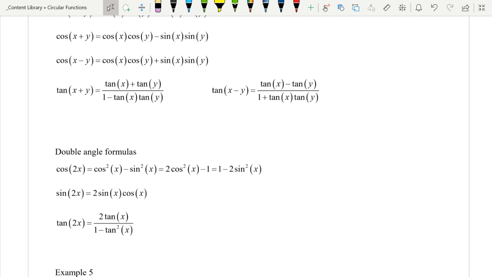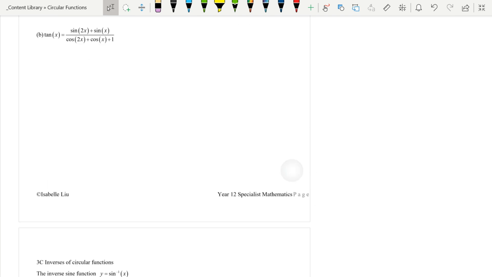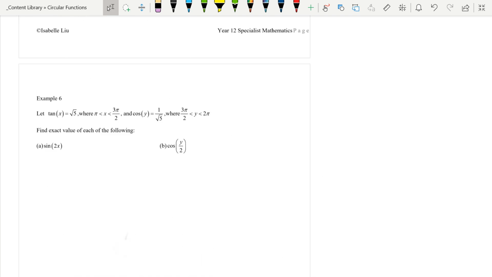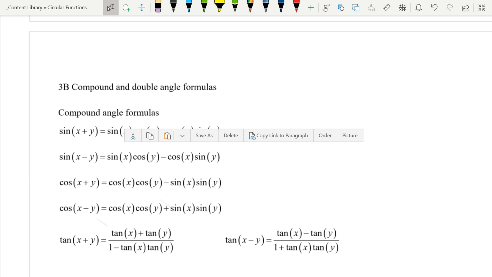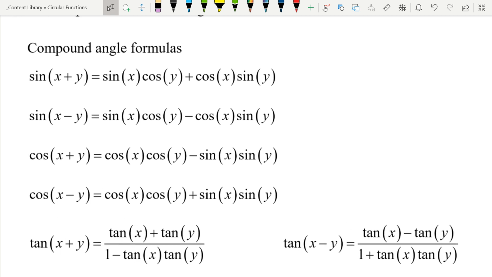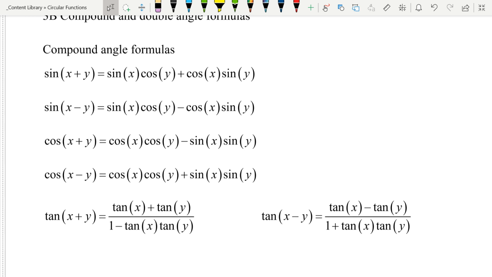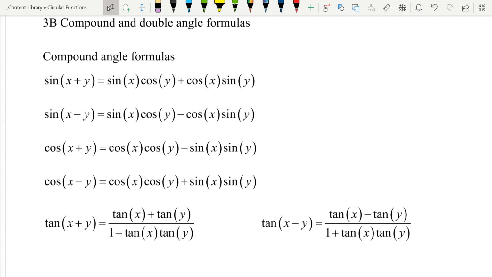All right, move on to exercise B. Okay, it's up to here. Well, B is basically talking about the compound angle formulas and double angle formulas. I think it's all on the formula sheet: sine x plus y, sine x minus y, cos, tangent x plus y and x minus y. I don't need to repeat the formula, it's just here.